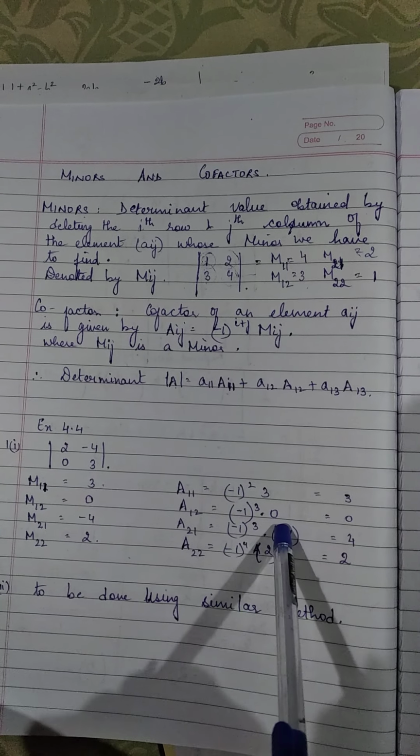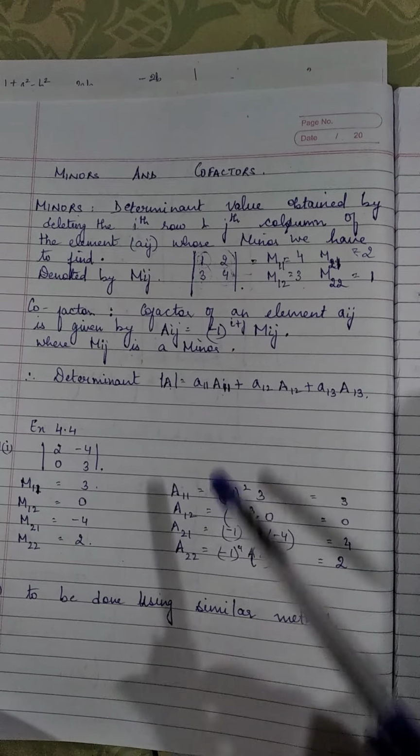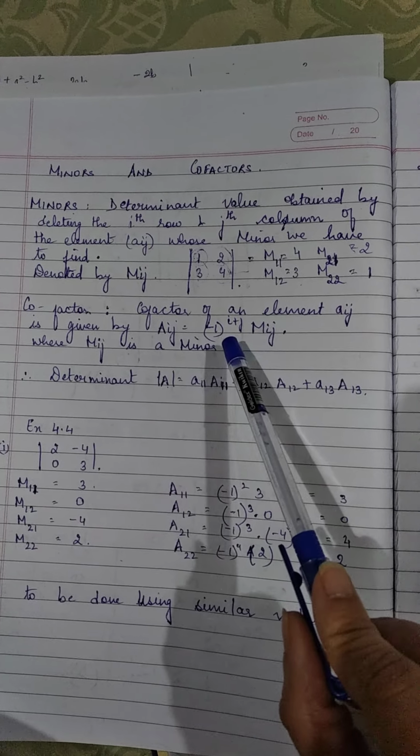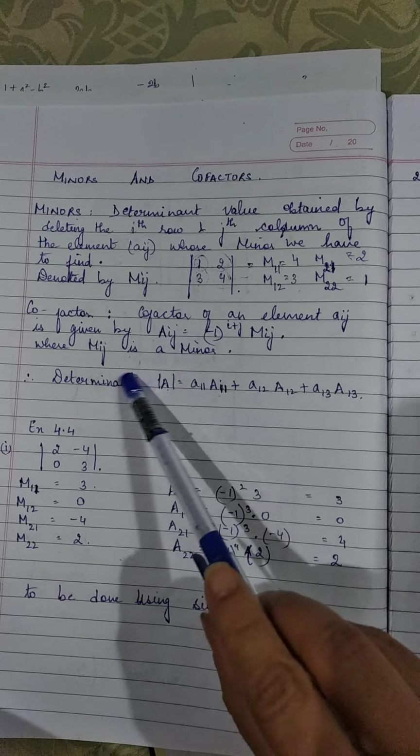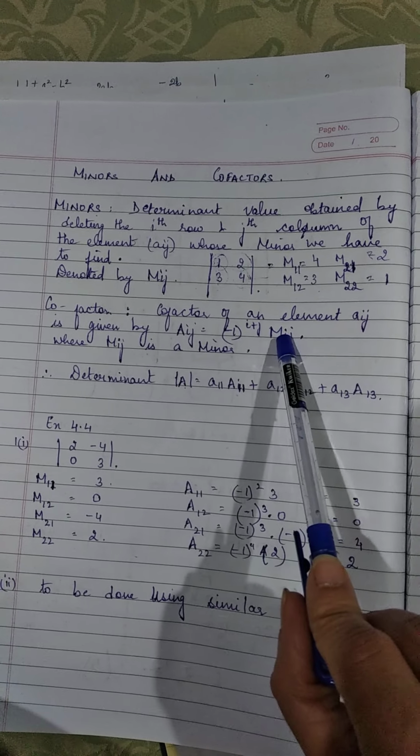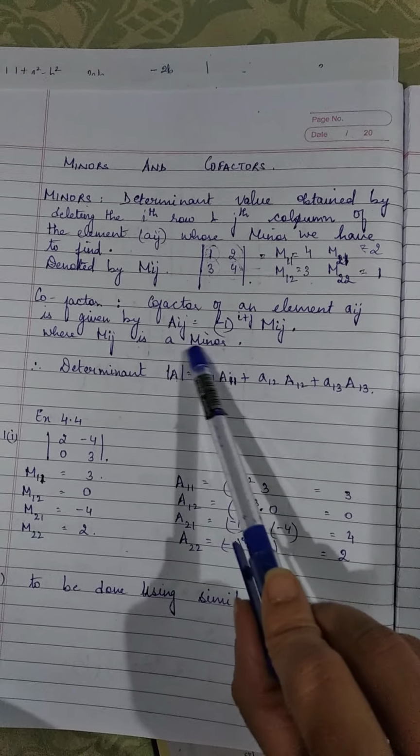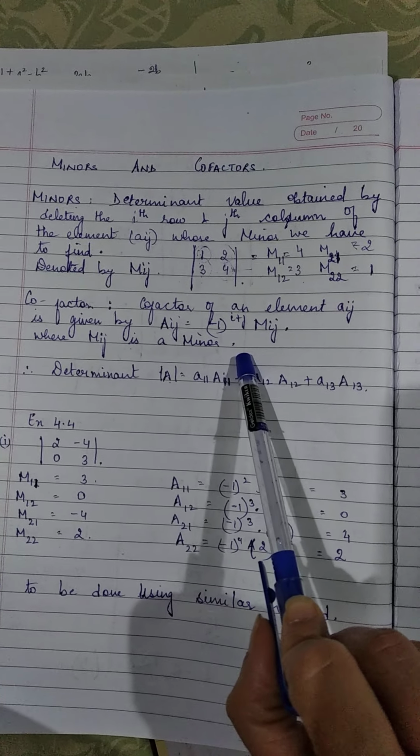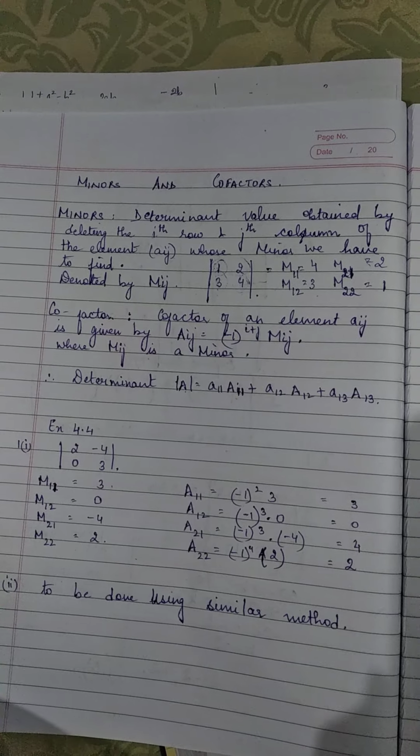Likewise, cofactor. Cofactor is associated with a minor. The only difference is that in cofactor, we consider the positional value of the element. For example, the cofactor of an element is given by -1 to the power i plus j into mij, where mij is a minor. We'll be discussing this once we start with the exercise.